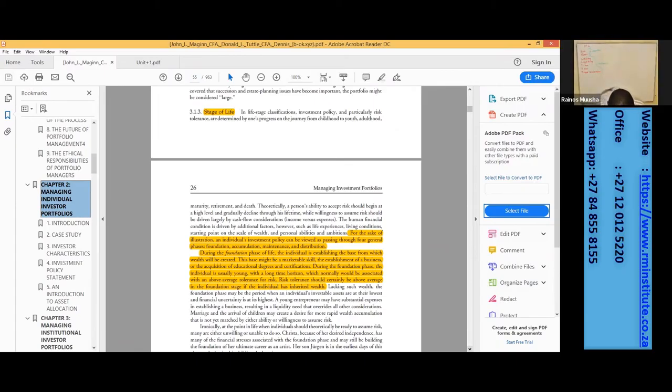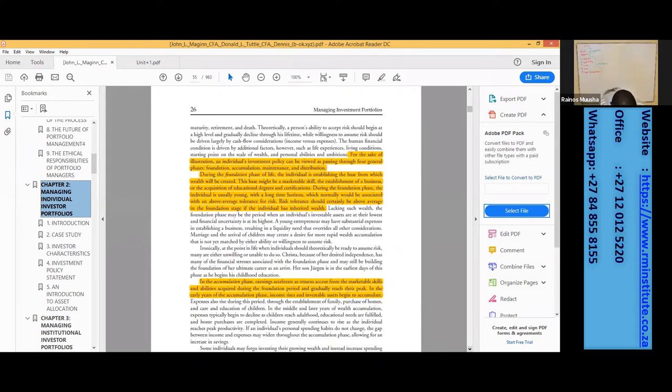On the next paragraph, they now look at the first stage, which is the foundation phase, where they say, during the foundation phase of life, the individual is establishing the base from which wealth can be created. This base might be a marketable skill, the establishment of a business, or the acquisition of educational degrees and certifications. During the foundation phase, the individual is usually young, with a long time horizon, which normally would be associated with an above average tolerance of risk. So risk tolerance should certainly be above average in the foundation stage if the individual has inherited wealth as well.